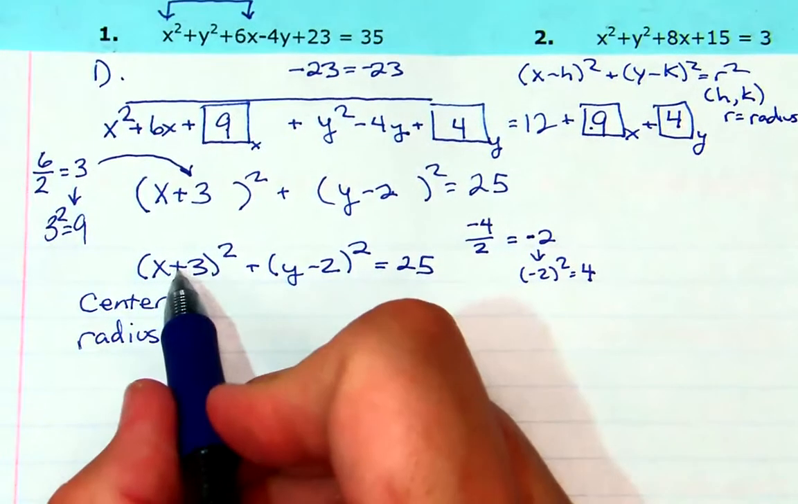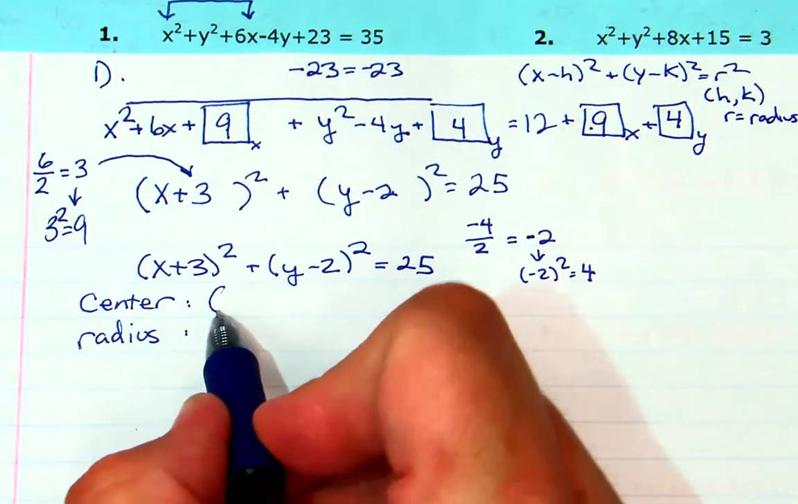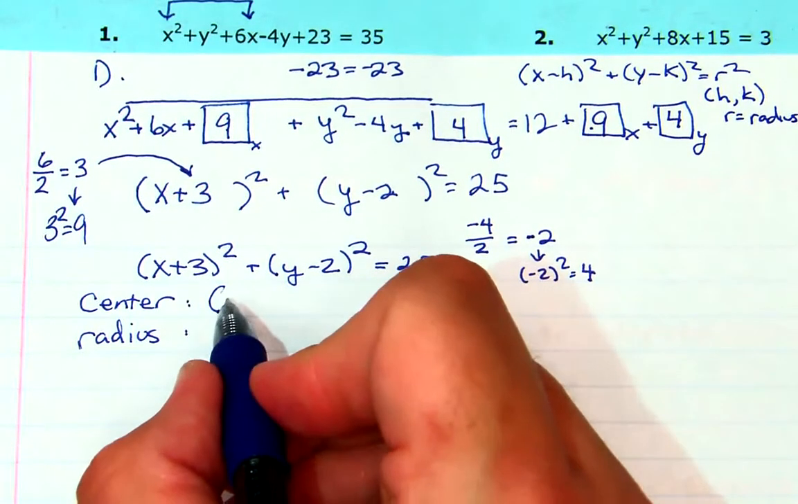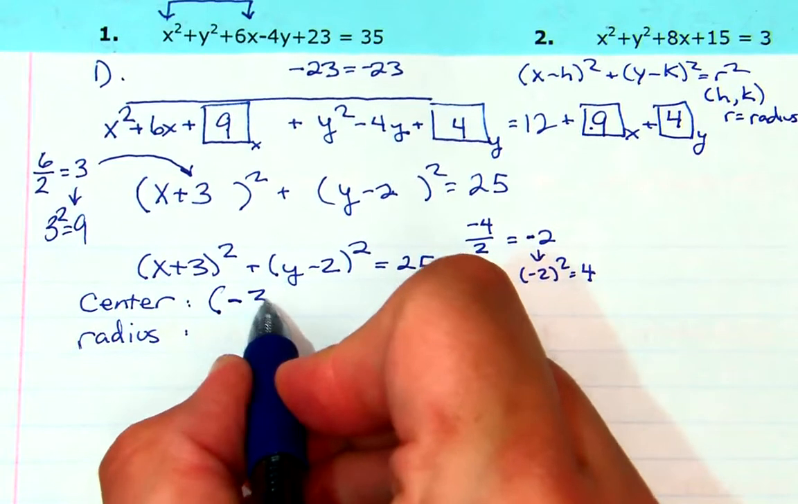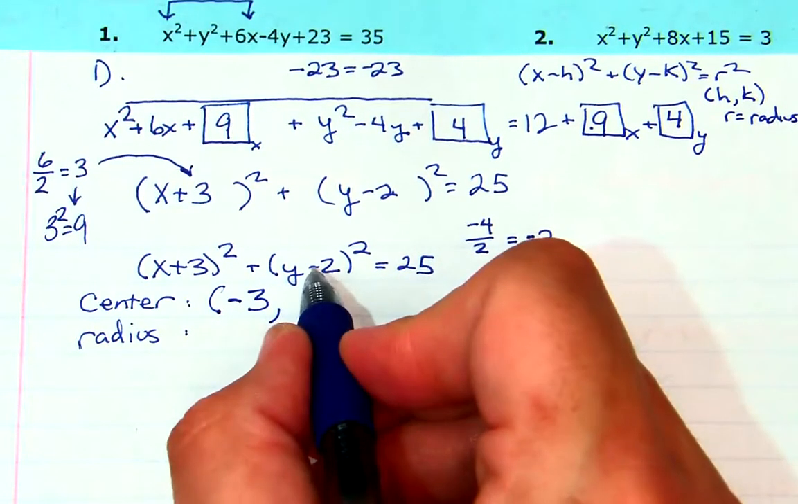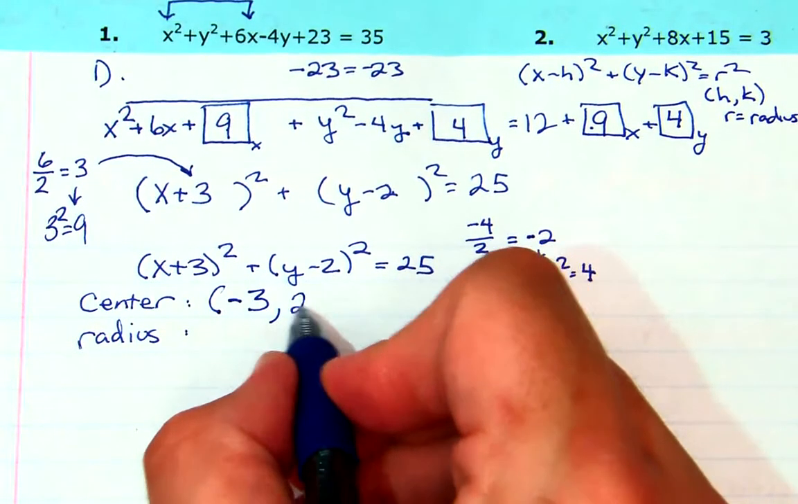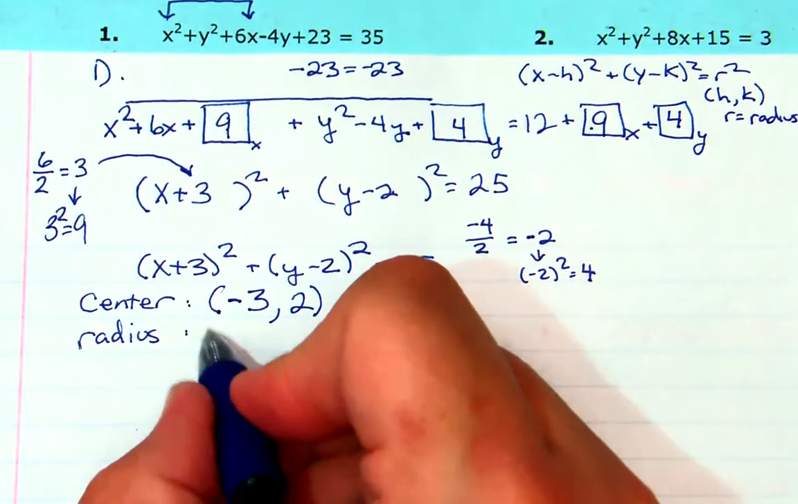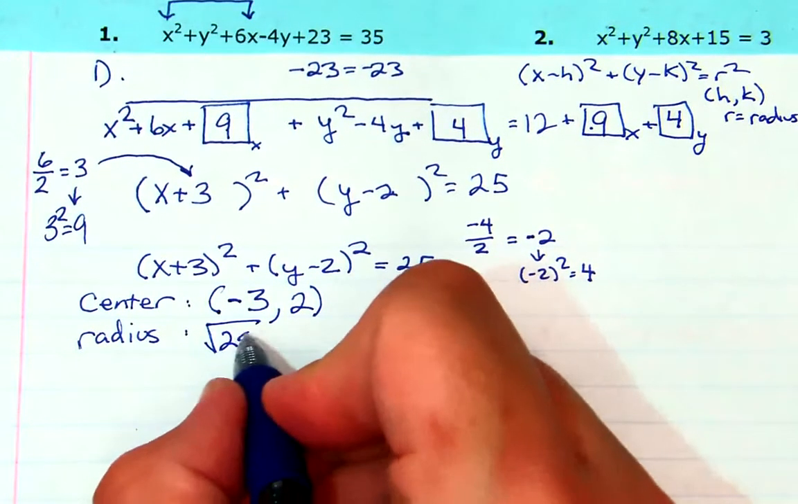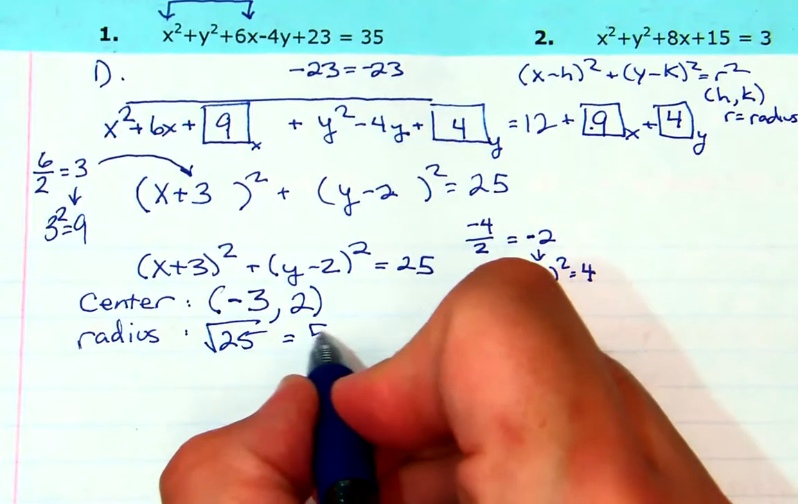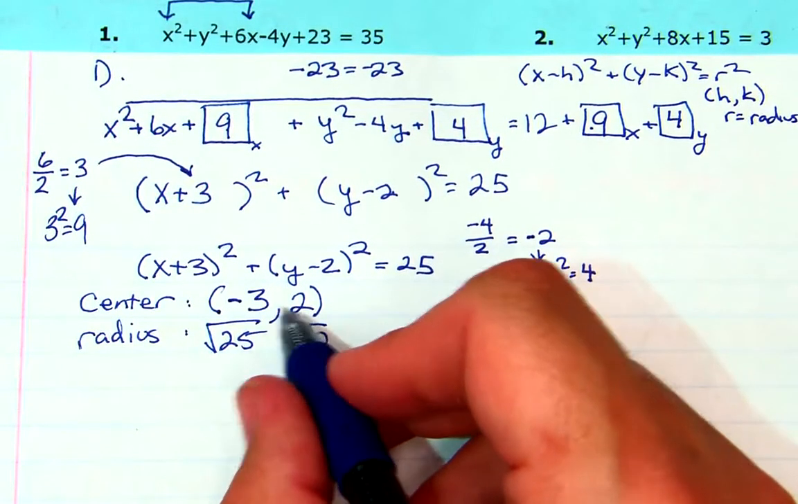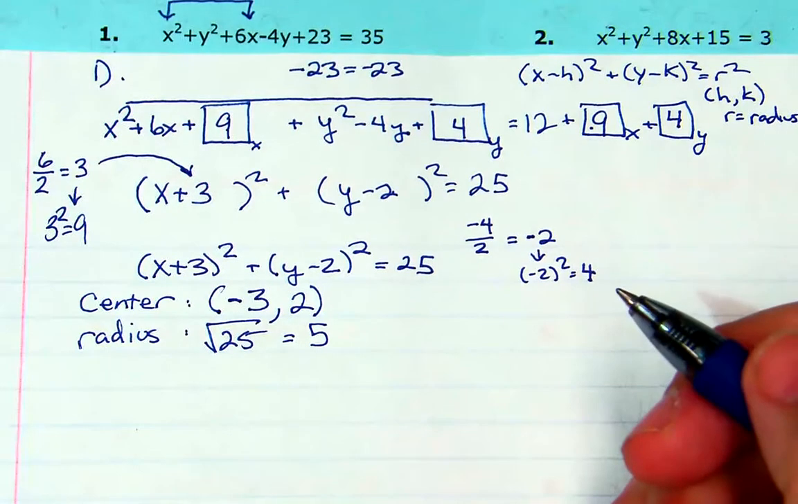So, where's my center at? Am I going to use 3 or negative 3? Negative 3. Am I going to use negative 2 or 2? 2. There's my center, negative 3, 2. Now the radius is going to be equal to the square root of 25, which is equal to 5. So now I know I have a circle whose center is at negative 3, 2, and the radius is 5.